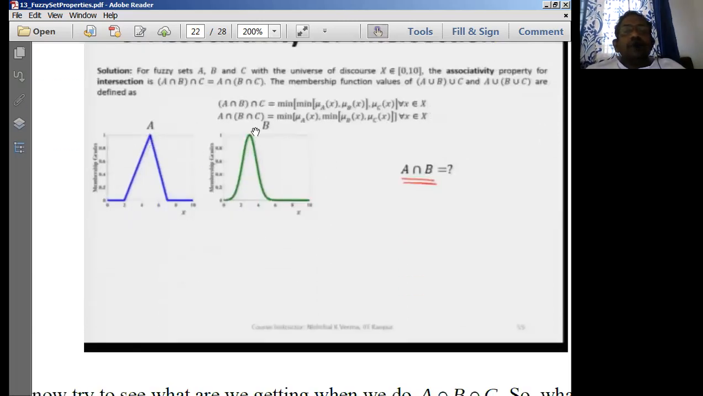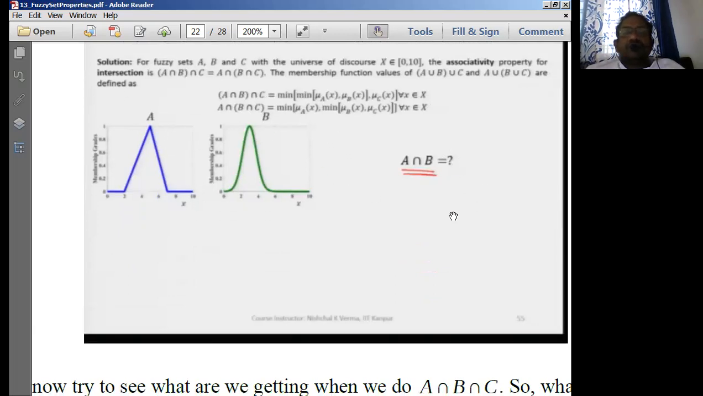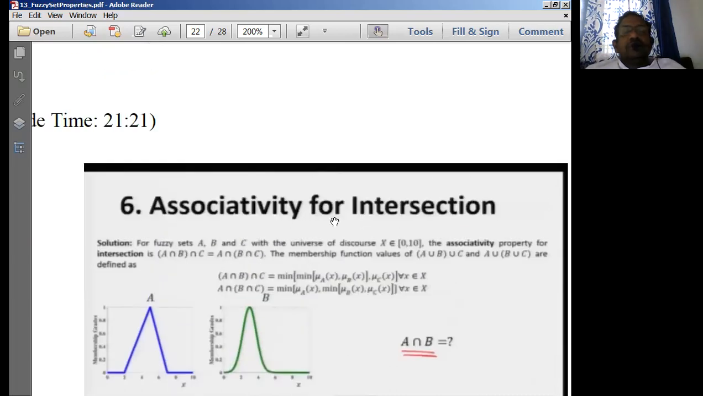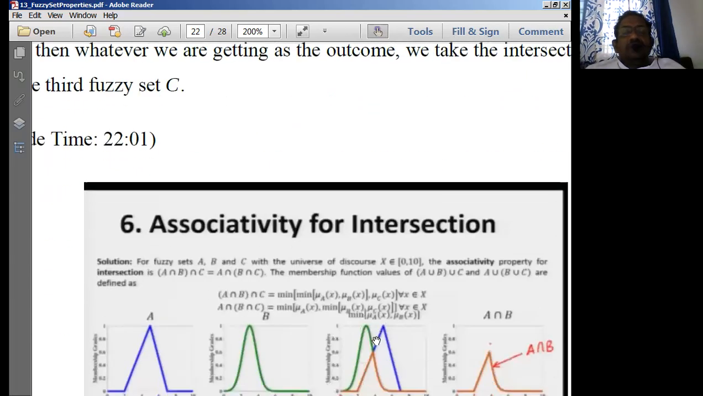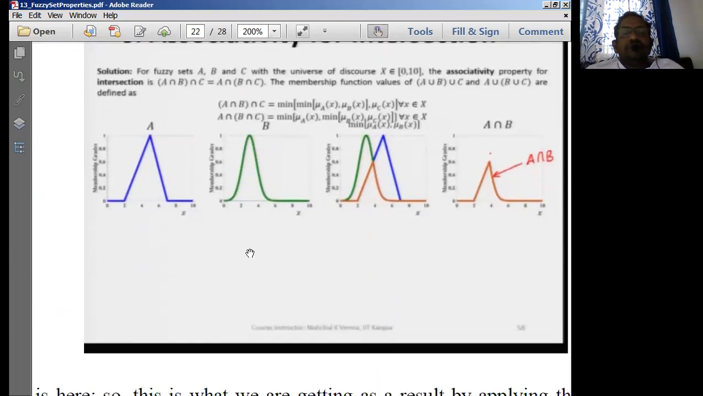So first of all, we have to find out A intersection B. A is this, B is this. You have to find the intersection of these two first. So intersection means, remember, it is a minimum function criteria. The functional criteria is minimum. So let us start looking into this.